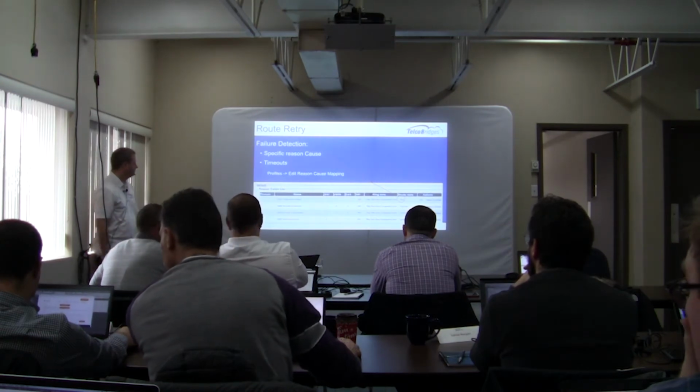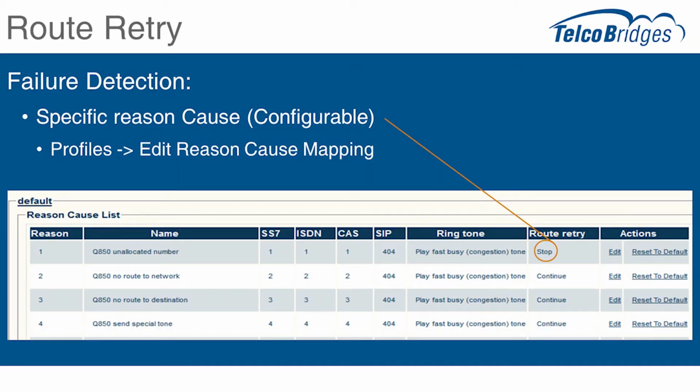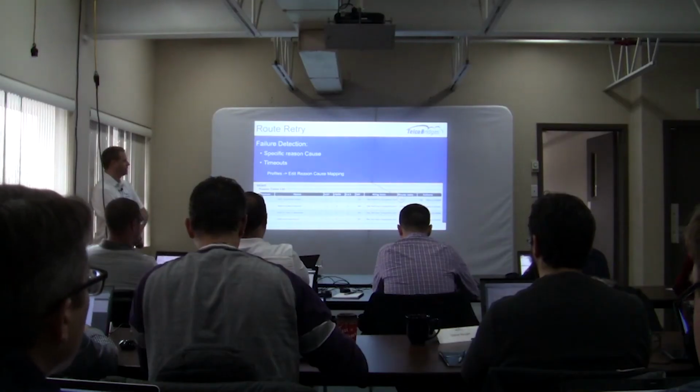Oh, there. So that's what we saw, right? For the SBC, you will look only at the reason causes which are over 300. Okay, so the 400s like this, and then you can set them to stop, continue, or change them.